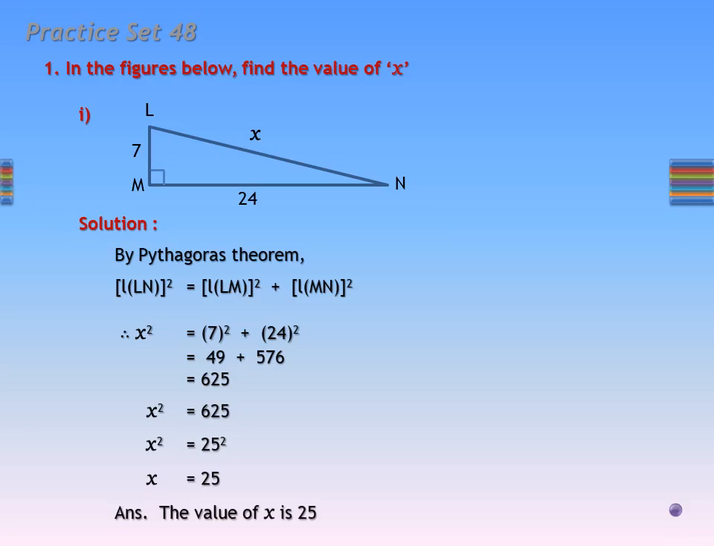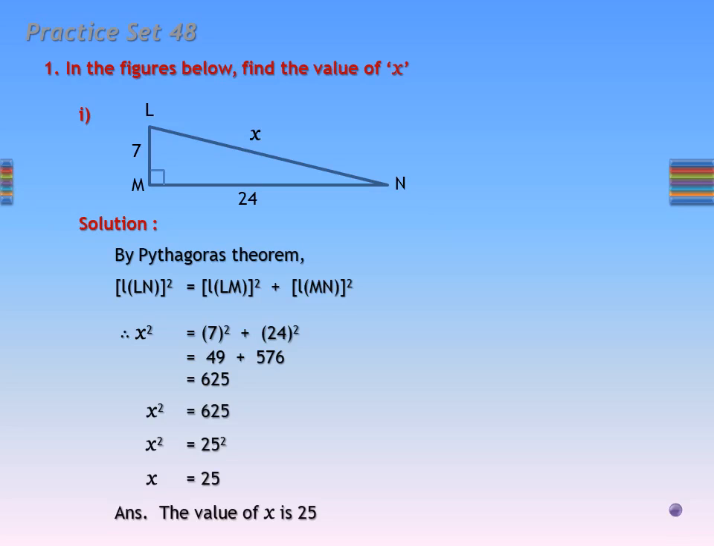So by Pythagoras theorem, which states that hypotenuse square is equal to the sum of the squares of the other two sides, we can write LN square equals length LM square plus length MN square. Now we'll substitute the values. LN is x, so we can write x square. LM is 7, so 7 square, and MN is 24, so 24 square. So we can write x square is equal to 7 square plus 24 square.